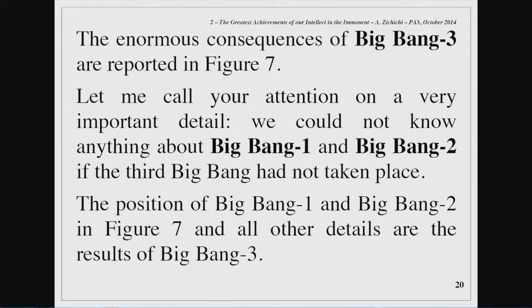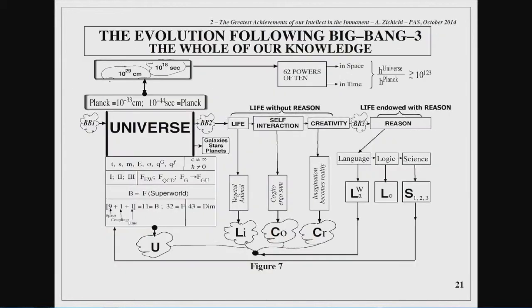Let me call your attention to a very important detail. We could not know anything about Big Bang 1 and Big Bang 2 if the third Big Bang had not taken place. The position of Big Bang 1 and Big Bang 2 in the next figure and all other details are the results of Big Bang 3. This is the same picture, which is invisible, but in the paper you can have a look at the details.